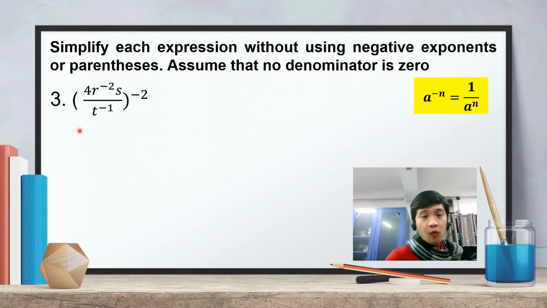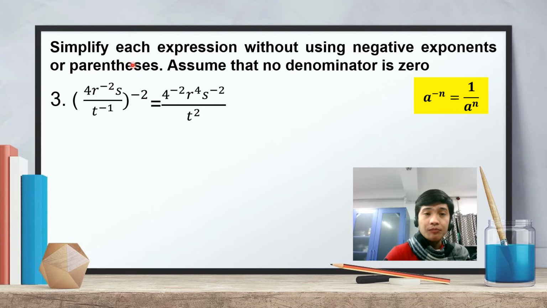Now in this case, we have quantity 4r raised to negative 2s all over t raised to negative 1 quantity raised to negative 2. So ito po ay application ng isang rule. We have here the quotient of a power rule. And in that case, kung naalala ninyo po sa laws of exponent, dinidistribute natin yung negative 2 dito sa loob. So we have here 4 raised to negative 2. We have r raised to 4 kasi magiging negative 2 times negative 2. And then s raised to negative 2. All over t raised to 2 kasi negative 2 times negative 1, you have positive 2.